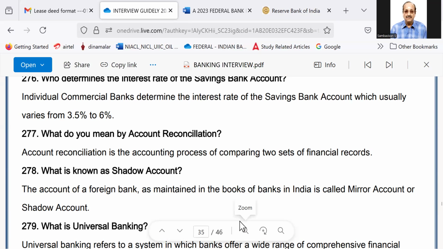Next question, 278. What is known as shadow account? The account of a foreign bank, as maintained in the books of banks in India, is called a mirror account or shadow account.